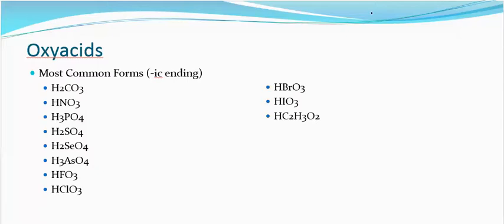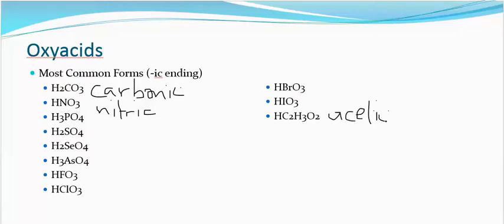So for example, H2CO3 is carbonic. It's got carbon in it. HNO3 is nitric. It's got nitrogen. And so forth. H3PO4 would be phosphoric. H2SO4 would be sulfuric, and so forth. The only one that's got a weird name is this last one here, and this is called acetic acid. HC2H3O2, acetic acid. So when you're naming oxyacids, it's just a matter of memorizing these 11 most common forms.